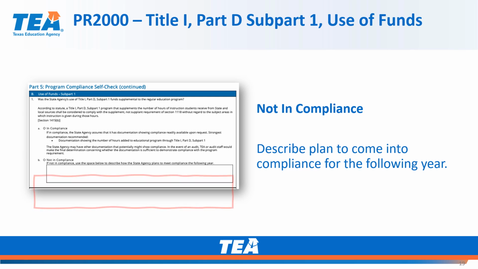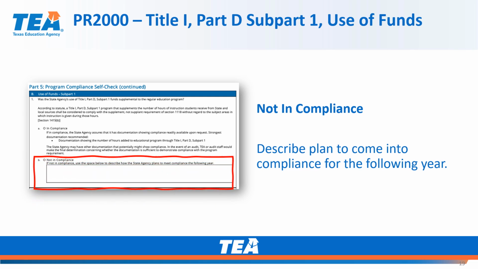If the state agency is not in compliance with this requirement or does not have such documentation, the state agency should select the red button indicating not in compliance and use the space provided to describe how the state agency plans to come into compliance for the following year.